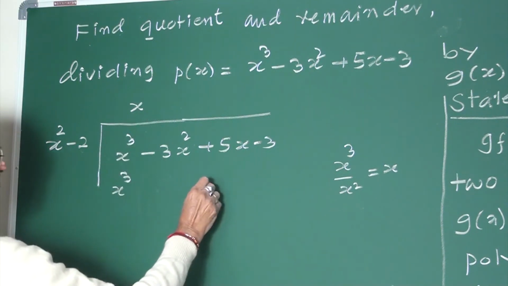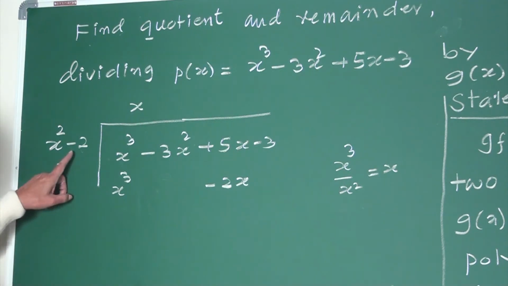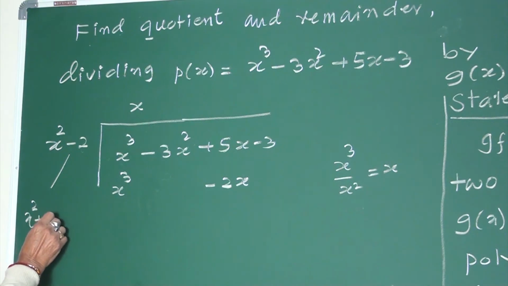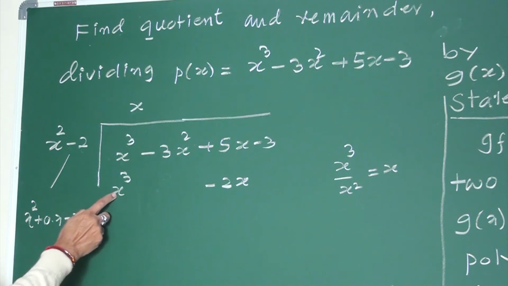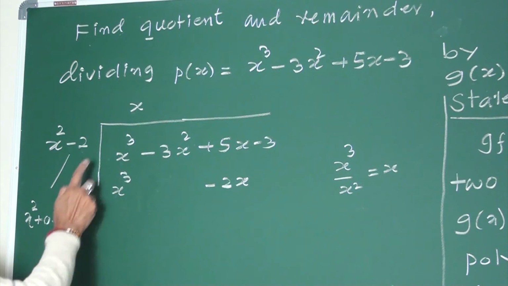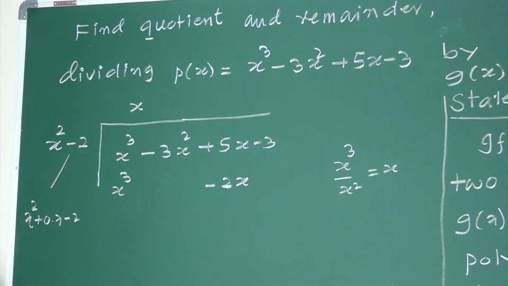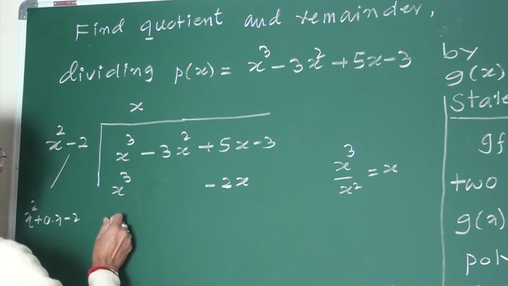When the x term is absent here, you have to write 0 into x. This same divisor you can write as x square plus 0 into x minus 2. x into x square is x cube. x into 0 is 0 into x square. Otherwise you can write here 0 plus 0 into x. Yes, my friend.